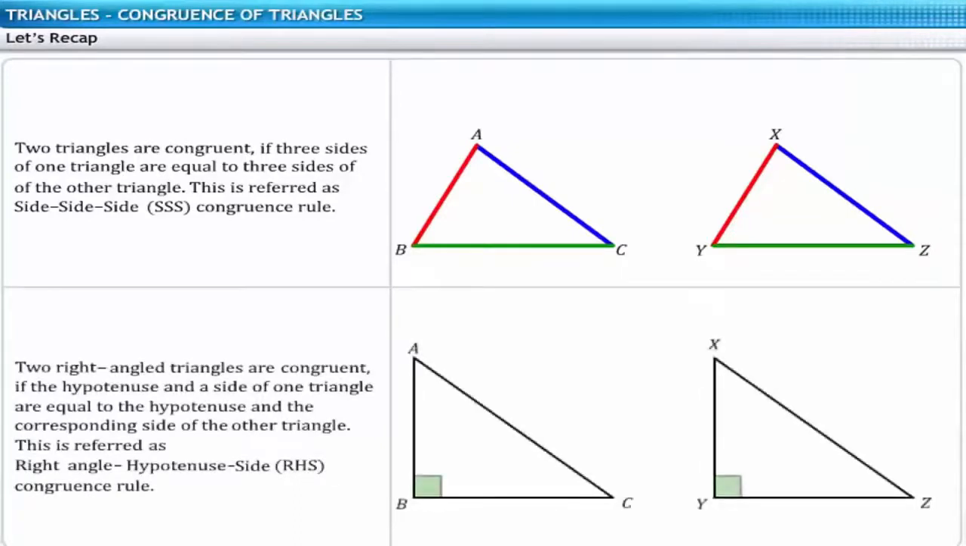Two right-angled triangles are congruent if the hypotenuse and a side of one triangle are equal to the hypotenuse and the corresponding side of the other triangle. This is referred to as the right-angle hypotenuse side or RHS congruence rule.